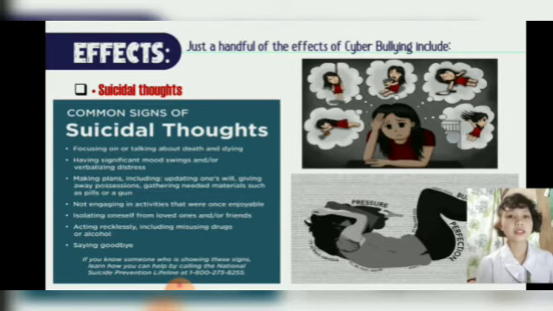Now acting reckless, including misusing drugs or alcohol, like what the late Amanda did. She was addicted to drugs and alcohol because she wanted to forget, or she wanted to avoid stress or depression. She wanted to forget the things that were bothering her so much. Now saying goodbye. That's the last thing. You're already in that position, and goodbye.